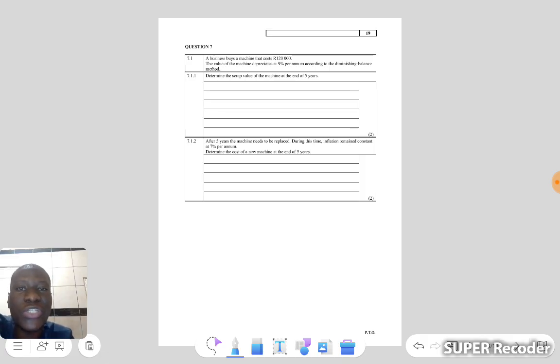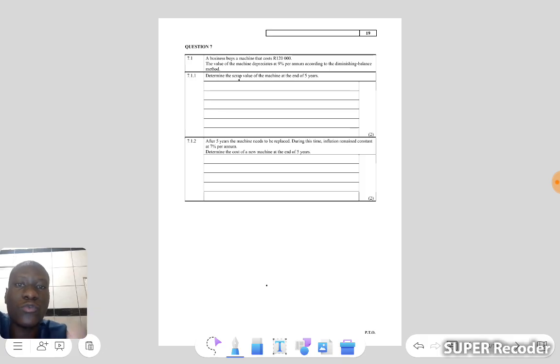7.1. A business buys a machine that costs 120,000. The value of the machine depreciates. That's the first key word that we have in this question, depreciation. We know the formula that we have to use for depreciation at 9% per annum according to the diminishing balance method. 7.1.1. Determine the scrap value of the machine at the end of 5 years. Another keyword that we have is the scrap value, right?